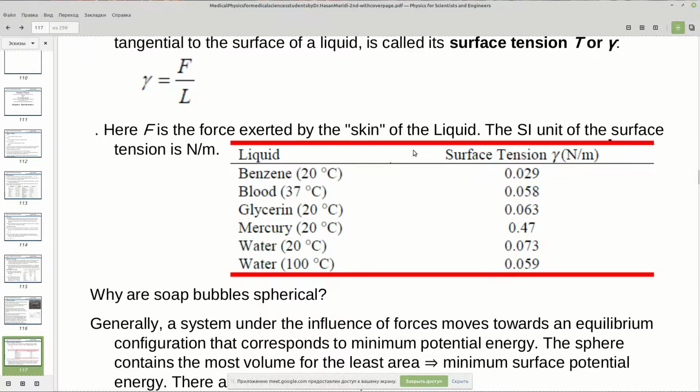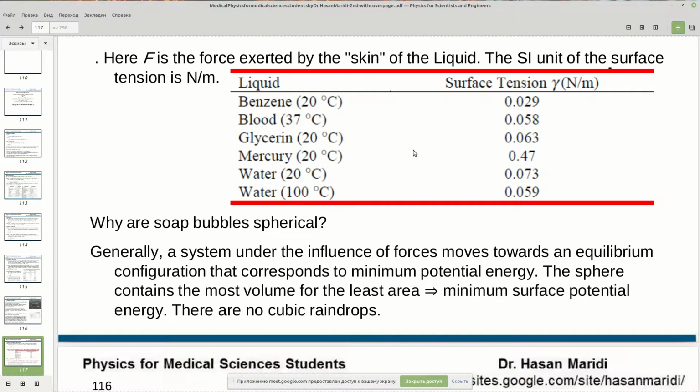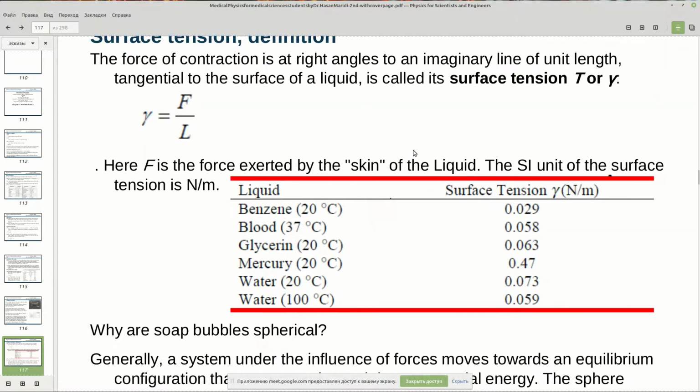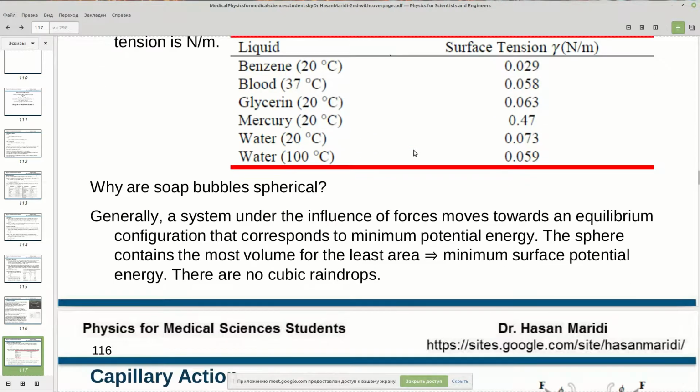Yes, surface tension. Here L is in meters.